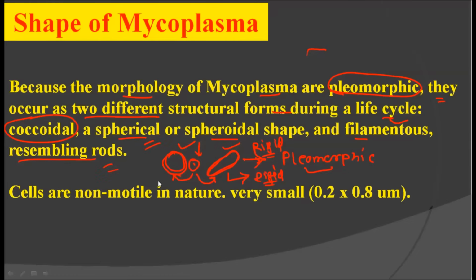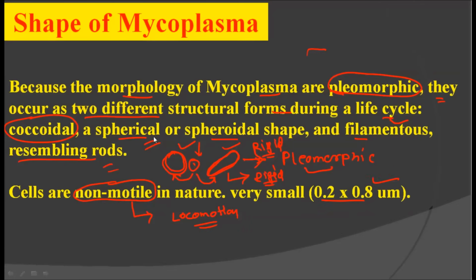Then again, these cells are non-motile in nature. That is, the cells of the mycoplasma are non-motile. That literally means they are not capable of locomotion. They cannot locomote on their own. That means these cells are non-motile in nature and very small, that is 0.2 to 0.8 micrometer.